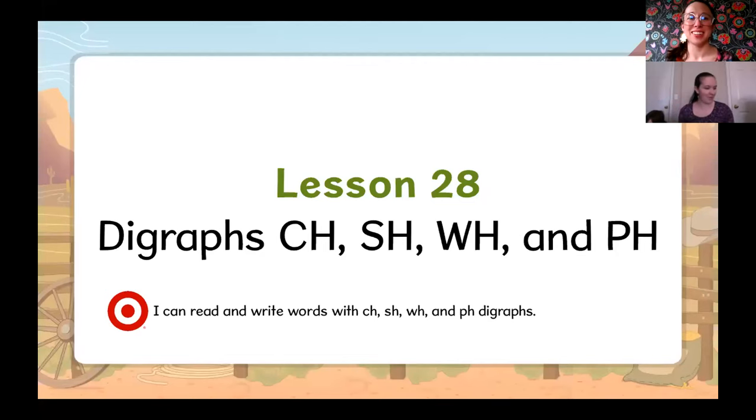Everybody, welcome back. This is our last lesson from chapter 2. So exciting. Our lesson is number 28, and it is on digraphs, CH, SH, WH, and PH. Our target today is that I can read and write words with CH, SH, WH, and PH digraphs.